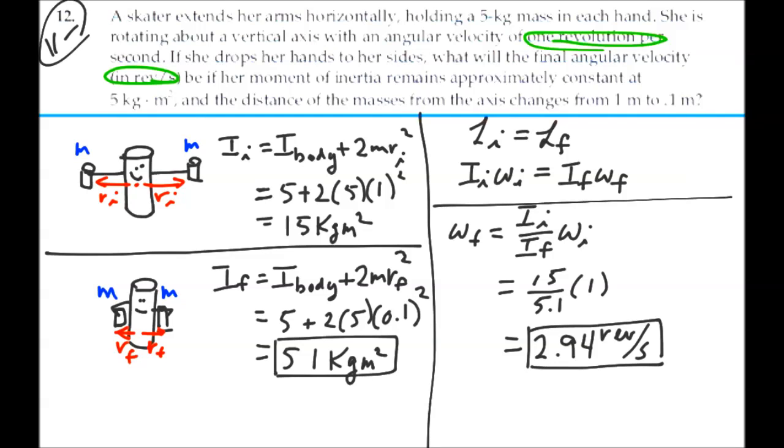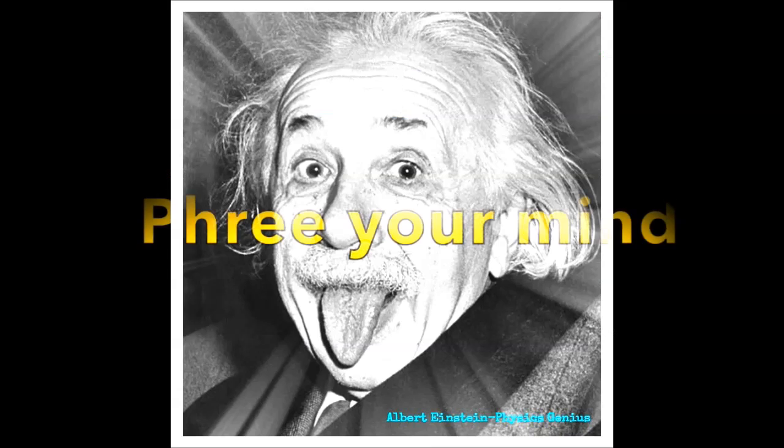So really, when she pulls it close to her body, that portion of the moment of inertia is going to be so small, 0.1, that it's almost negligible, and we almost have a ratio of 3 to 1 here. So it's approximately 3 revolutions per second. But it's conservation of angular momentum, and it's why she speeds up when she pulls these masses inward to her body.